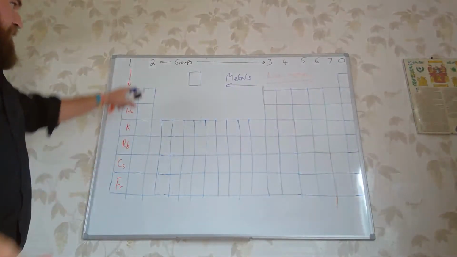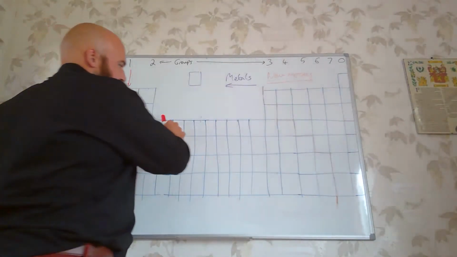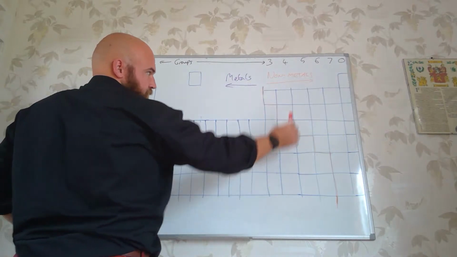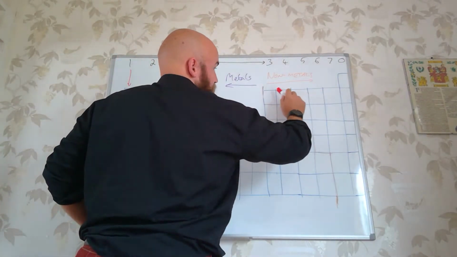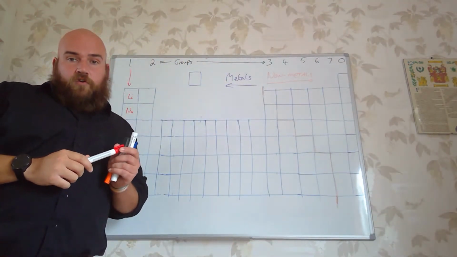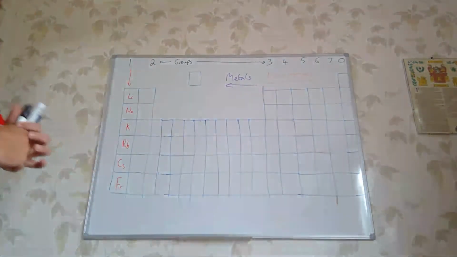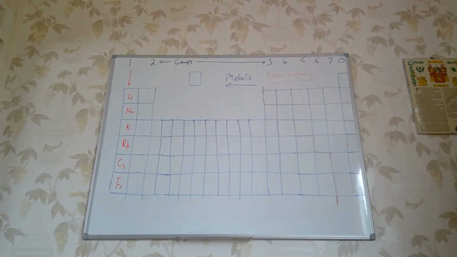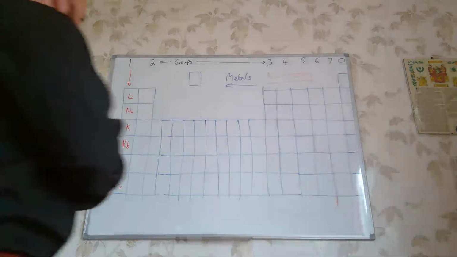Everything in this group is in group 2. Then you've got these things in the middle, which we'll come on to in a moment. And then you've got group 3, which starts at boron and goes down. 4, 5, 6, 7, and group 0. Okay, so they are the groups, groups 1 to group 0, and we'll explain what they mean later on. So they're the groups, okay?